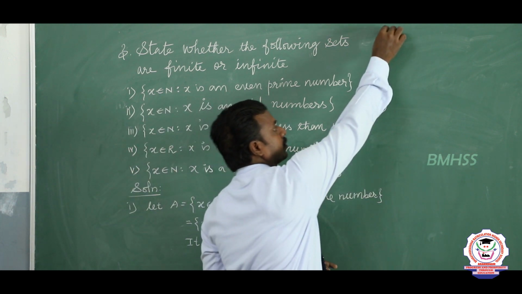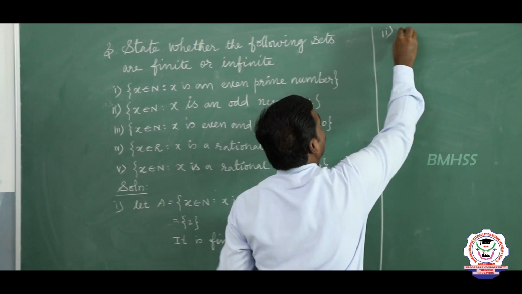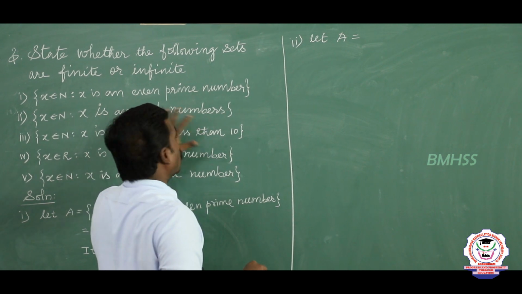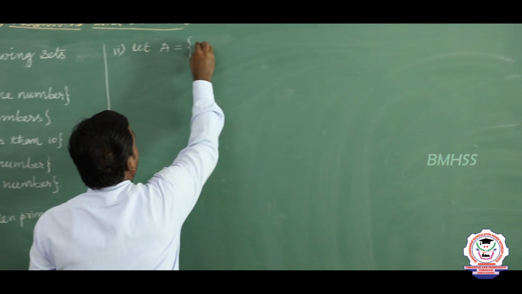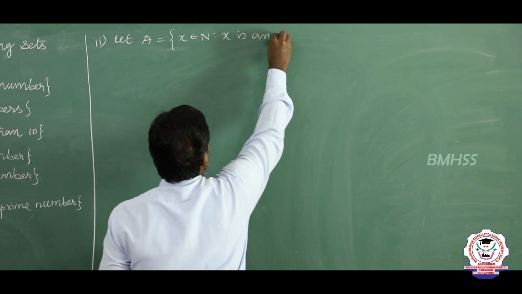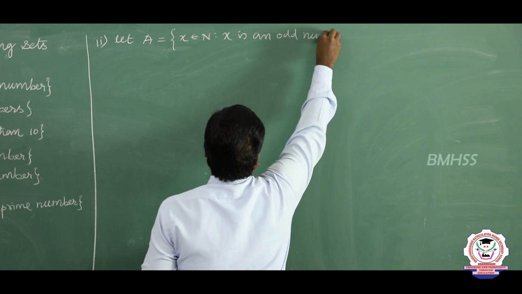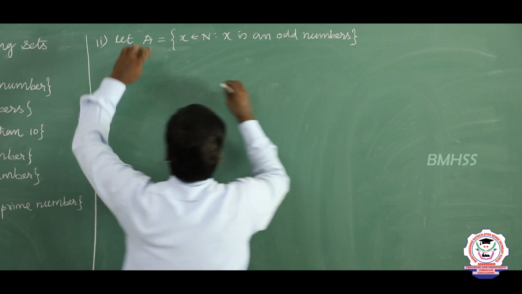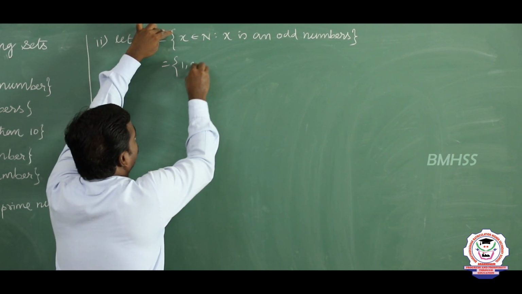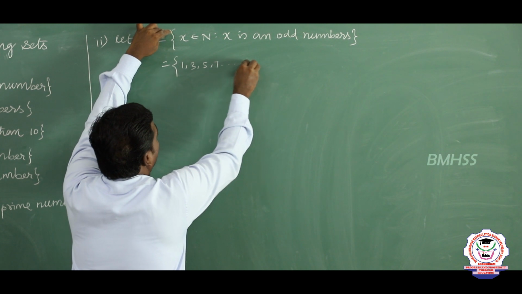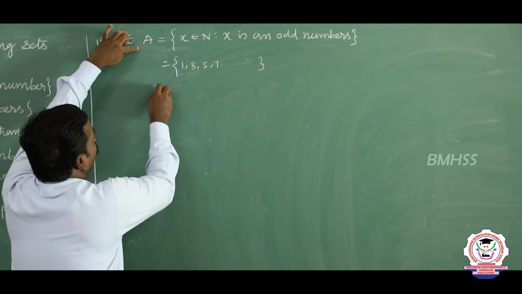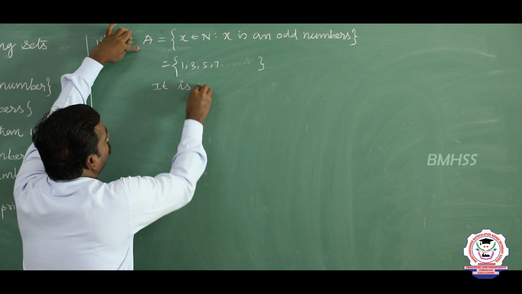Next, the second subdivision. Let A equal to x belongs to N, x is an odd number. Listen, x belongs to N, natural numbers, and x is an odd number. The odd numbers are uncountable: 1, 3, 5, 7, it goes on up to infinity. So this is an infinite set.